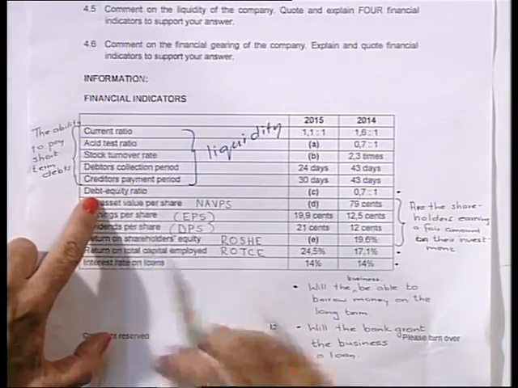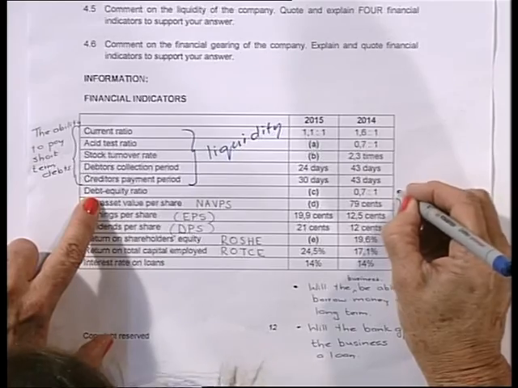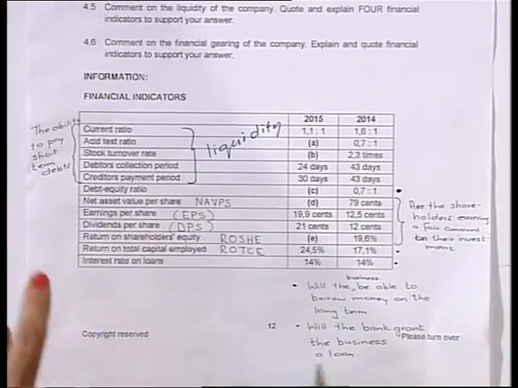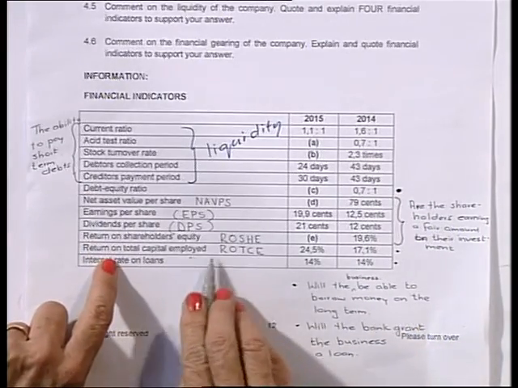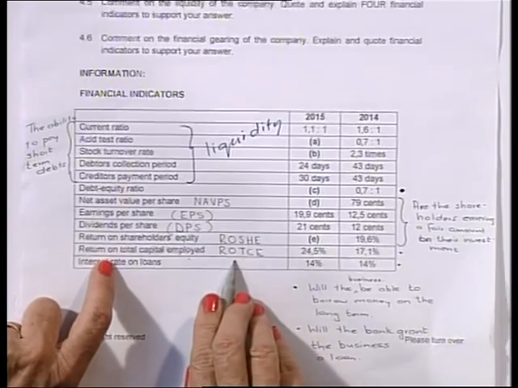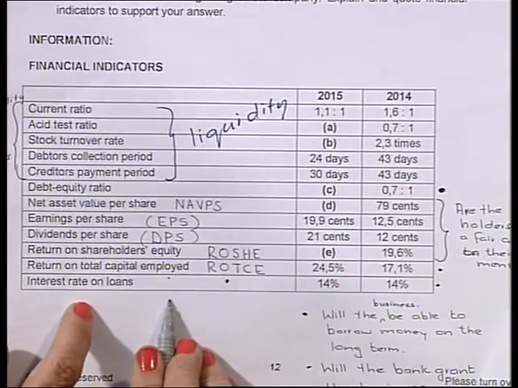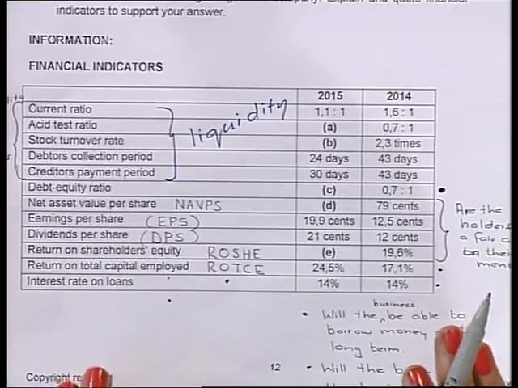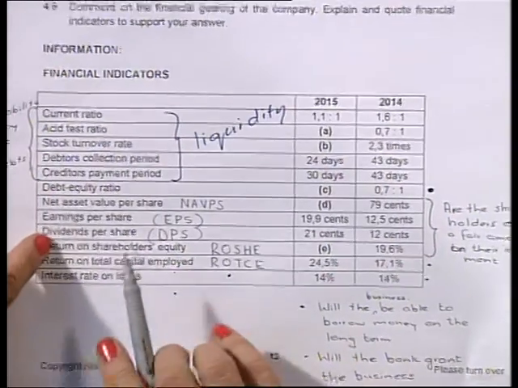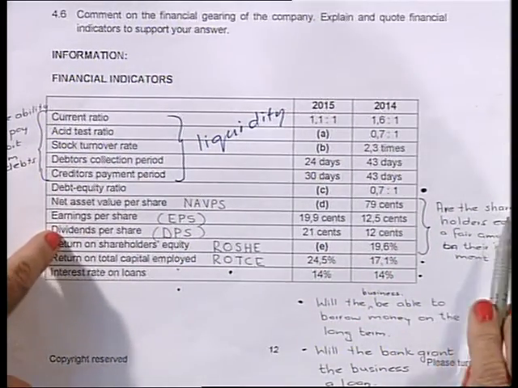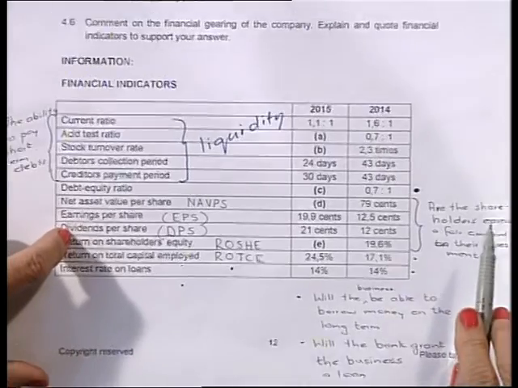Then, the next one, the debt-equity ratio. I'll make a little thing like this because I can't use a bracket. Return on capital employed, and you're allowed to use the abbreviation, and the interest on loan. You're going to use when you want to see, will you be able to borrow money from the bank? The next one, very important, is are the shareholders satisfied with the amount they receive?